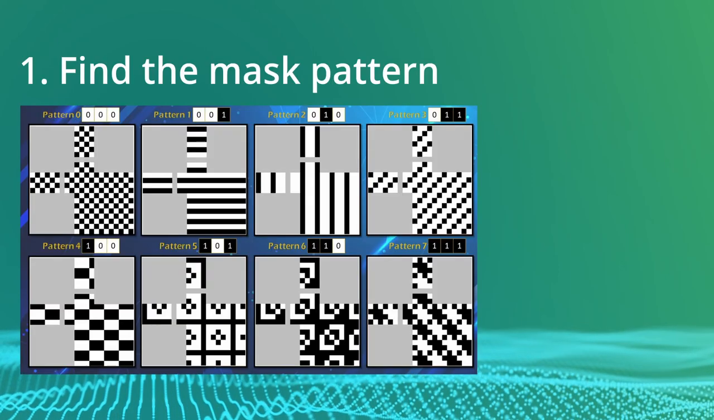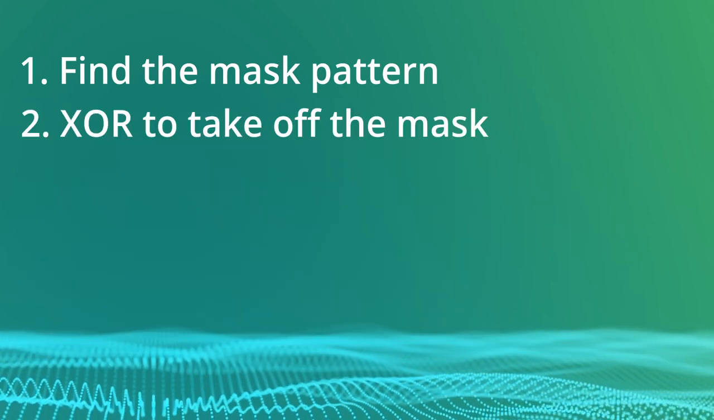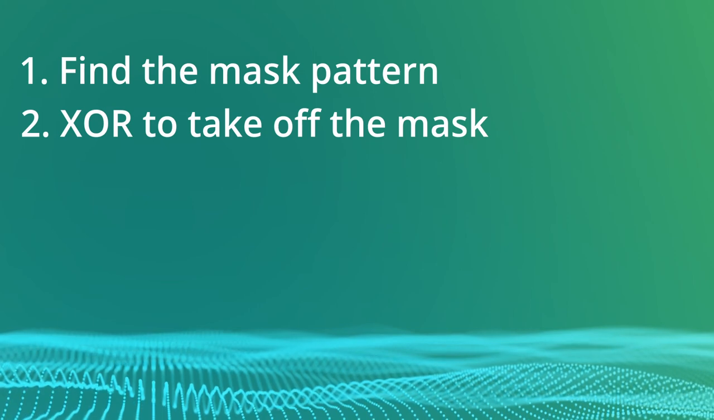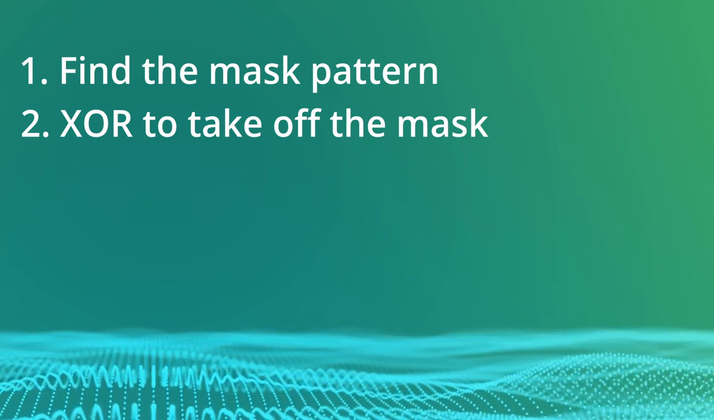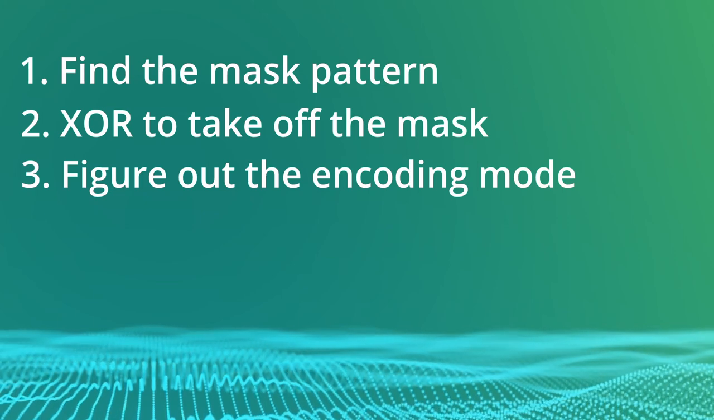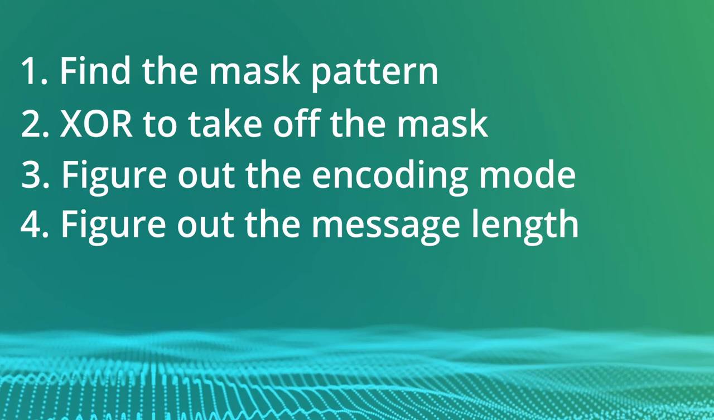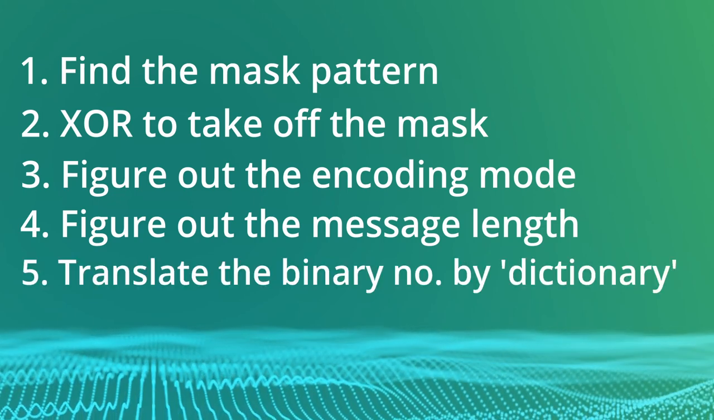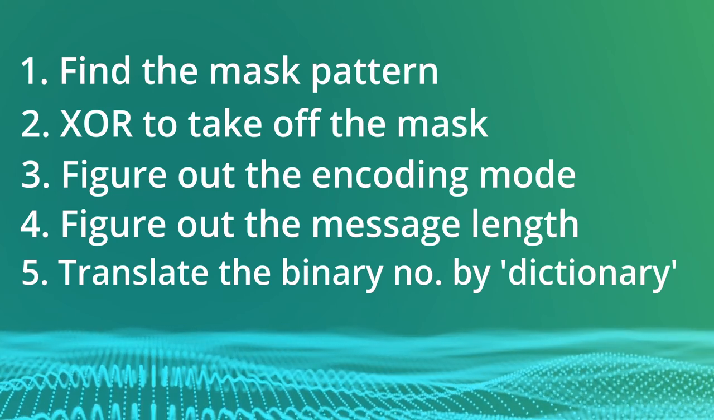Let's do a quick recap on how to decode a QR code. Step 1. Find out which mask pattern was applied using 10101. Step 2. Use the exclusive OR method to take off the mask, hence restoring the original modules. Step 3. Read from the bottom right corner. Figure out the encoding mode. Step 4. Figure out the message length. Step 5. In each block, translate the binary numbers using the appropriate translation dictionary.